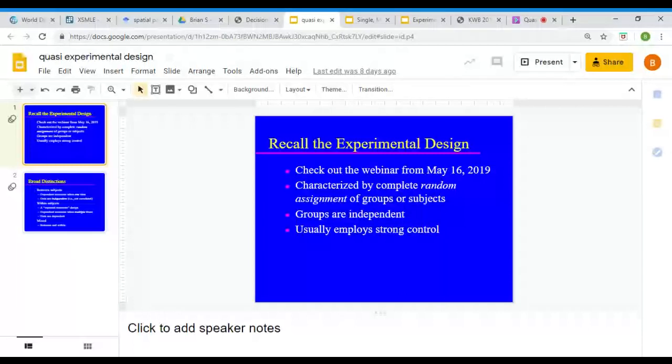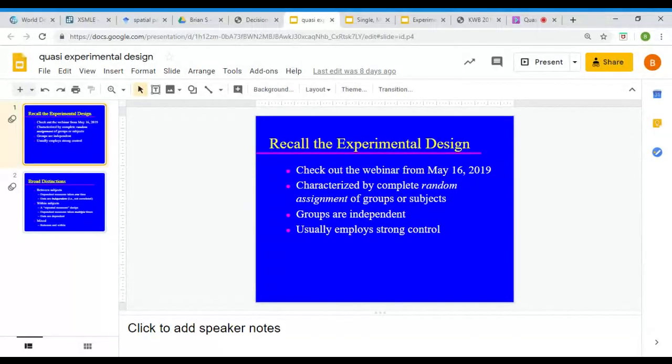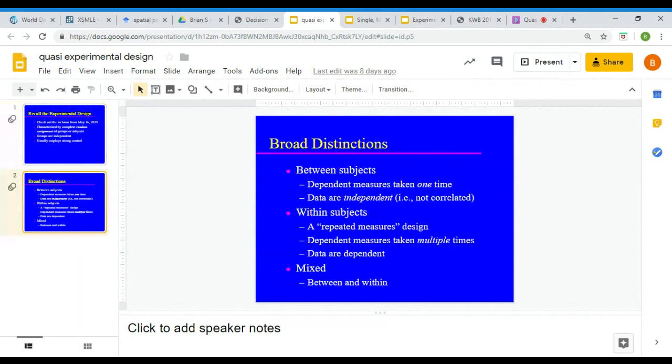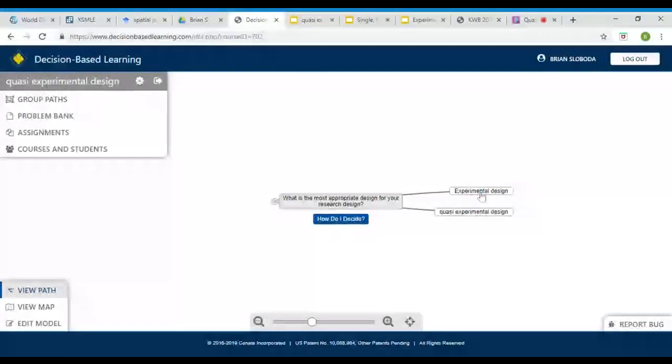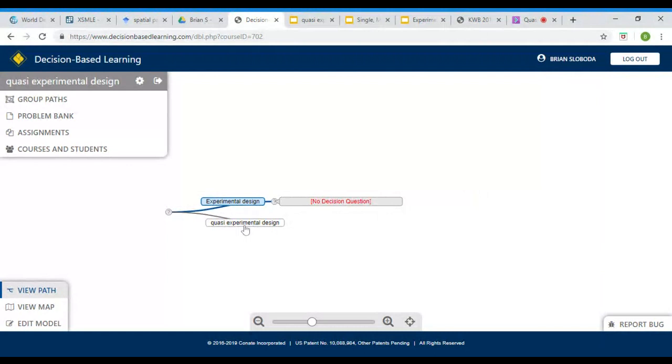Remember, the whole idea of experimental design is complete random assignment of groups or subjects, and the groups are going to be independent. As I stated earlier, it also employs strong control. Then, with the quasi-experimental design, we have broad distinctions. We're looking at between subjects. In other words, dependent measures are taken one at a time, and their data are independent, not correlated. Then within subjects, it's going to be some type of repeated measures design, taken multiple times, and the data may often be dependent. And then there's going to be mixed. Now, how do you know which to use? You may have no decision, or you might have a decision question as well.